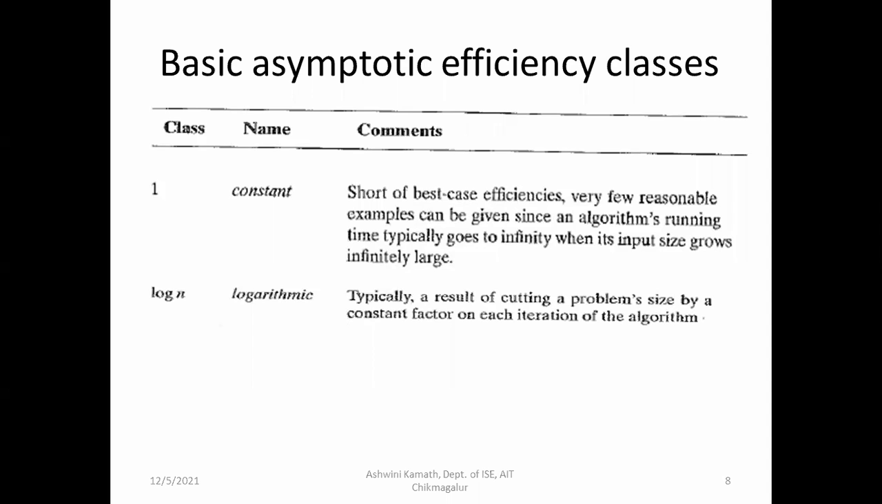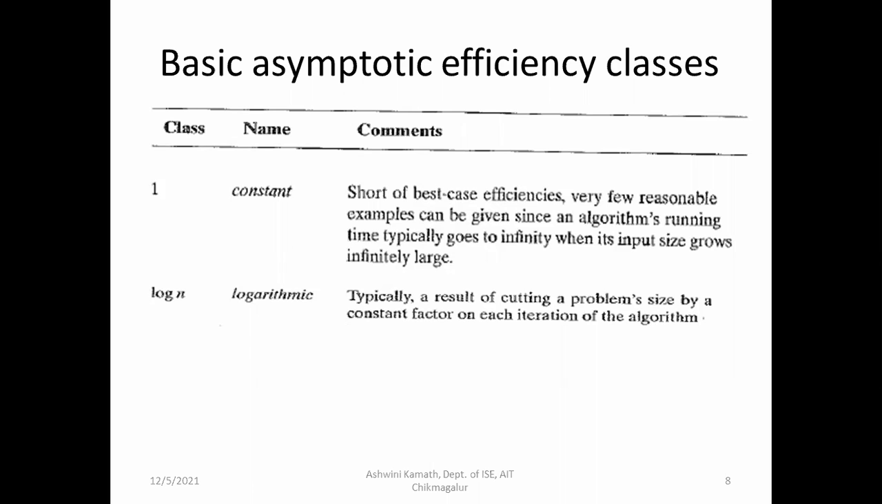Then log n. The name is logarithmic. When we have the efficiency class log n, we call it logarithmic. It is typically a result of cutting a problem size by a constant factor on each iteration of the algorithm. So here you can notice that we don't have the base value here.